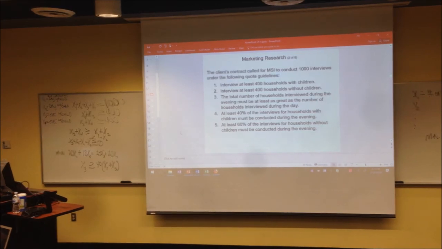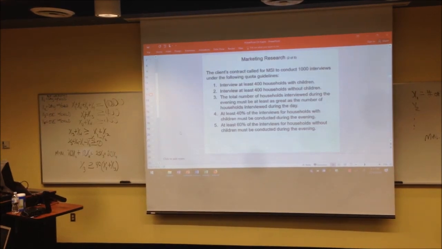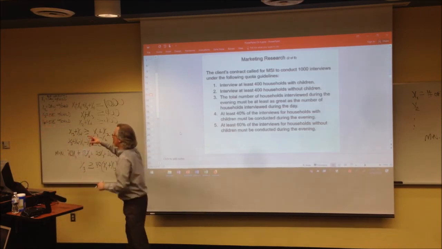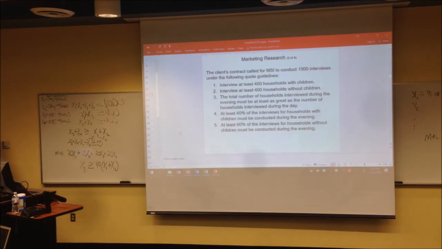Minus 0.4x1 plus 0.6x3 greater than or equal to, what's left on the right? Zero. Now that constraint's ready to enter into the software or Excel, because all the variables are on the left side. And when I enter this one, I got to put negative 0.4, positive 0.6 underneath x1 and x3 here.